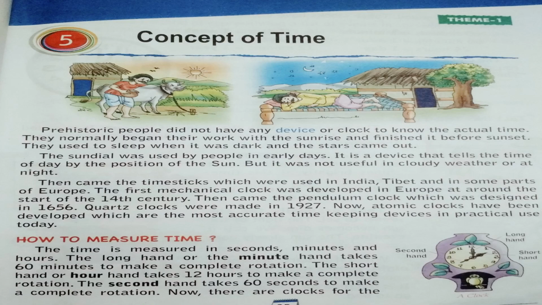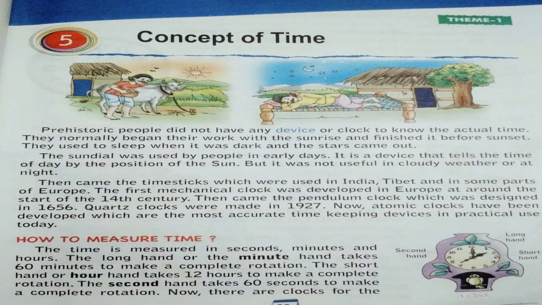The sundial was used by people in early days. It is a device that tells the time of day by the position of the sun. This device tells the time of day by the position of the sun. But it was not useful in cloudy weather or at night because at that time there is no sun. So, the people were not able to use this device in cloudy weather or at night.